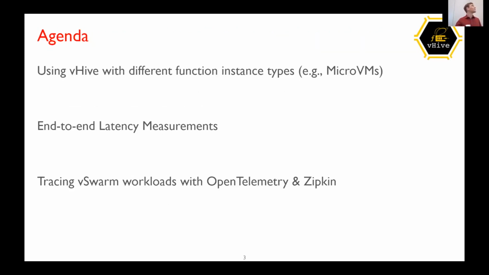So this is the agenda. First, I will show you how to set up a very simple node for vHive. We will have a single node setup, so we will run the master and the worker on one node. Then we will measure some end-to-end latencies for different kinds of function containers. And then I will show you how you can trace the execution of a chained function through our stack.